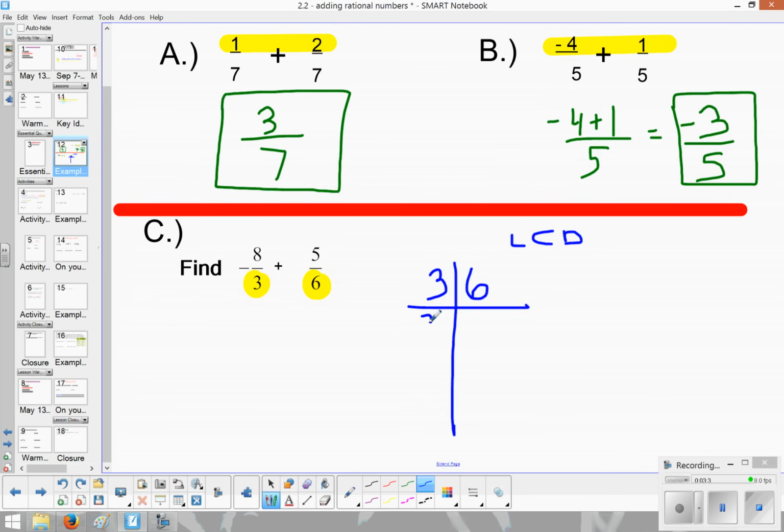So 3 times 1 is 3. Multiple means times. 3 times 2 is 6. And 3 times 3 is 9. And then 6 times 1 is 6. 6 times 2 is 12.